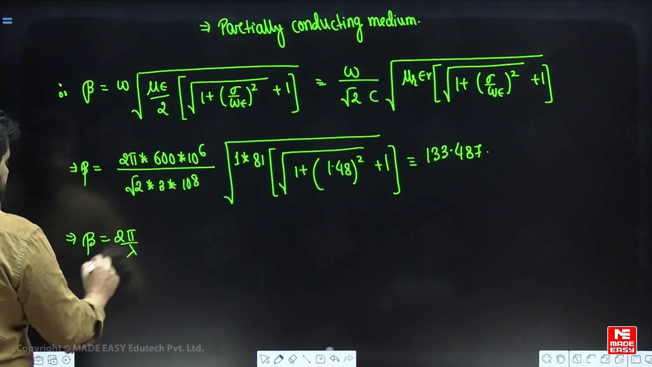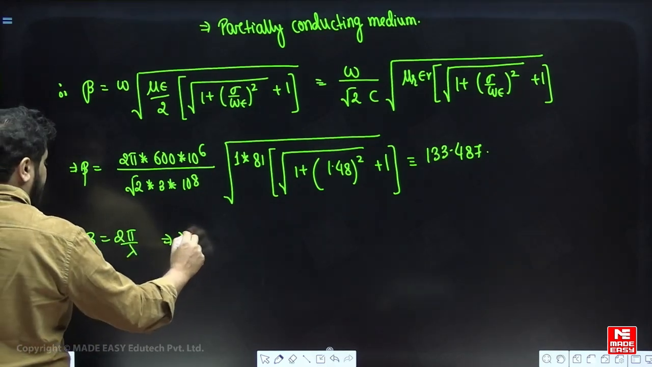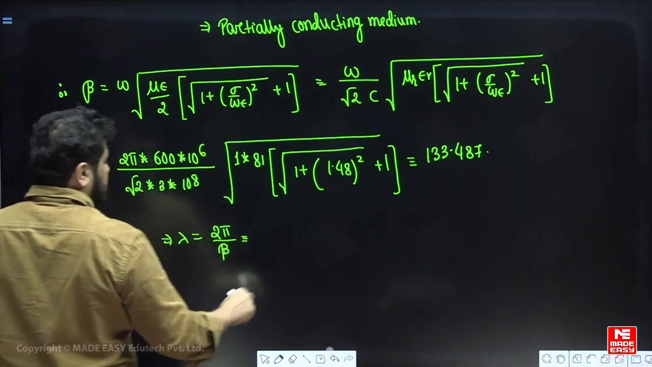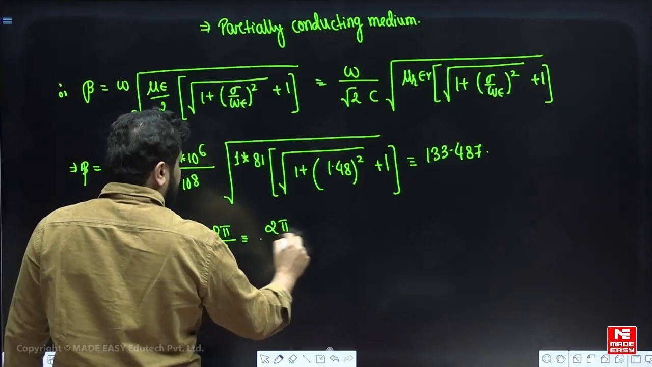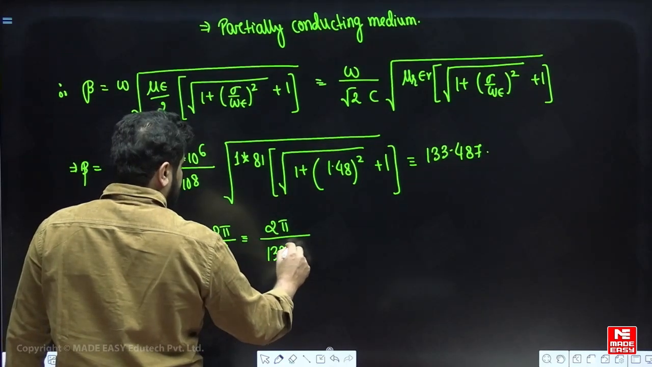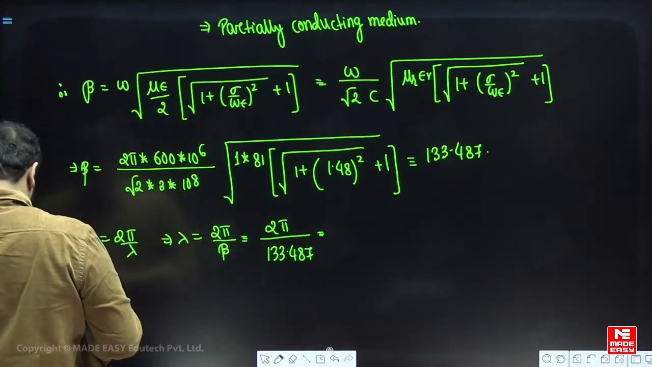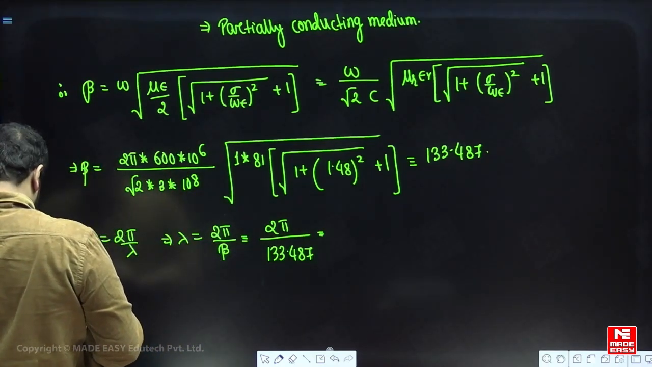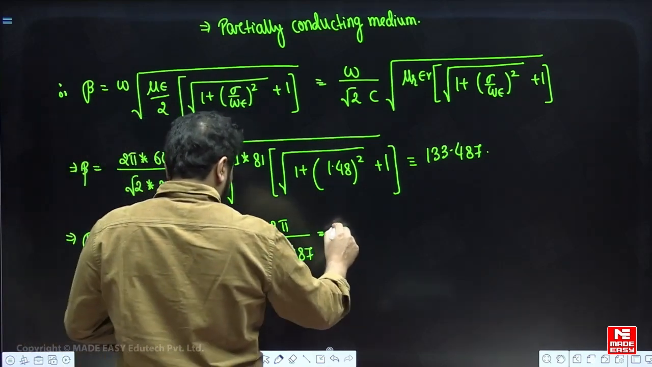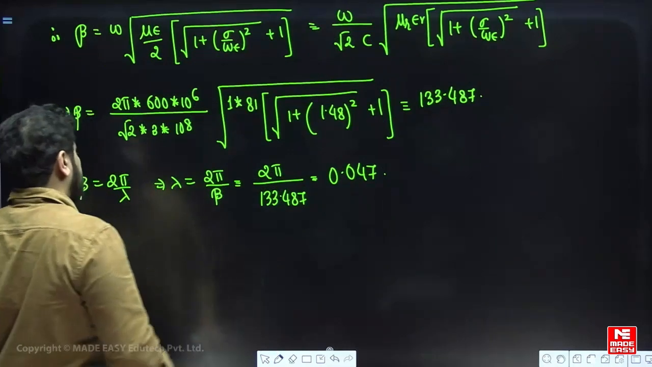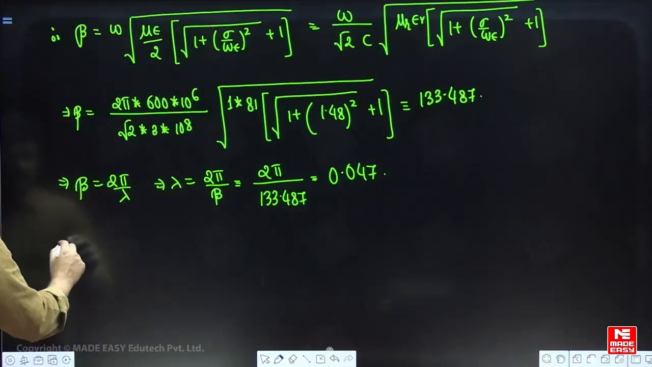by lambda. So from here I will get the value of lambda, which is equal to 2 pi by beta, right? So this is same as 2 pi upon beta, how much? It is 133.487, right? So 2 pi divided by answer, 0.047, correct? So lambda. So therefore what is the length?